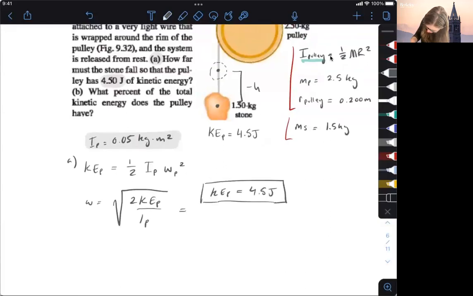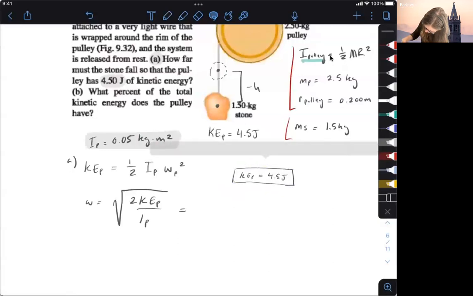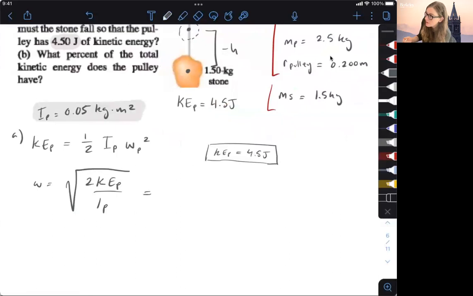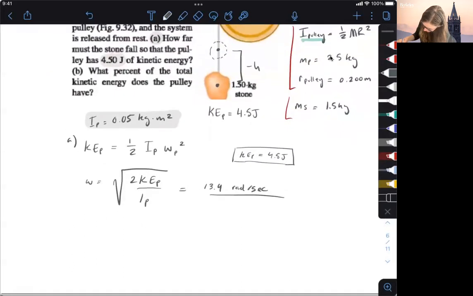We're just finding an intermediate step here so we can use it for conservation of energy, because we need a few more pieces to figure out how far the stone falls. So our ω in this case, if we plug this in, is going to be equal to 13.4 radians per second. So we solve for this intermediate step, because we're going to need to sum our kinetic energies, right?